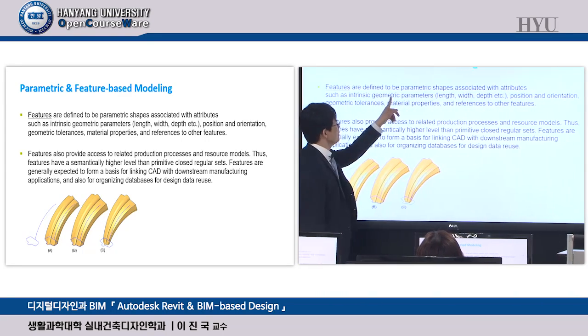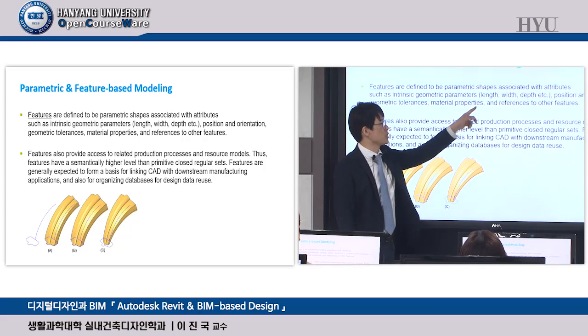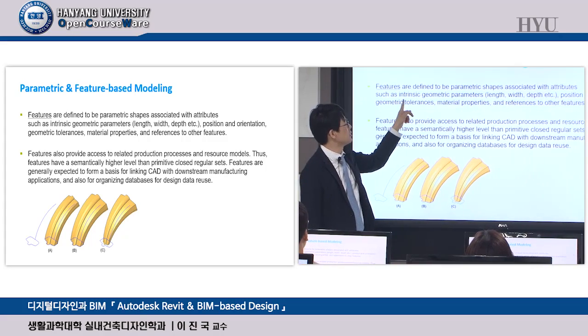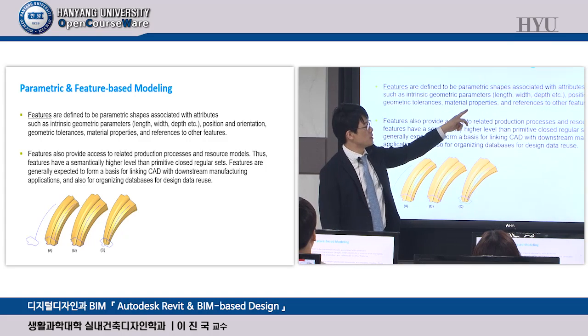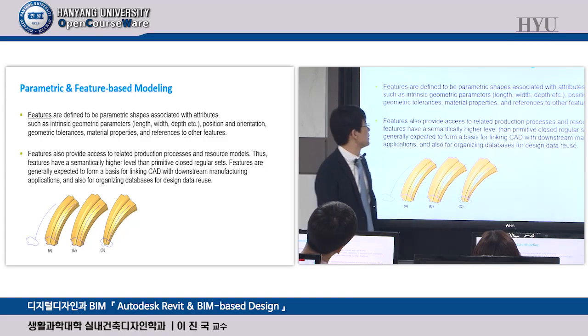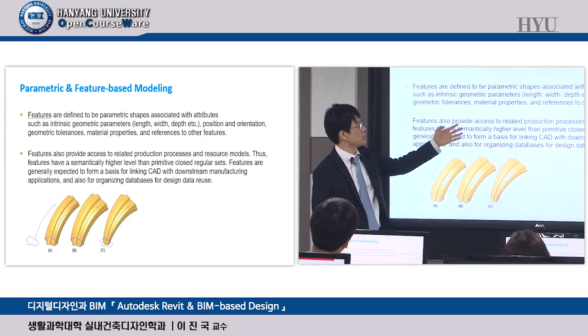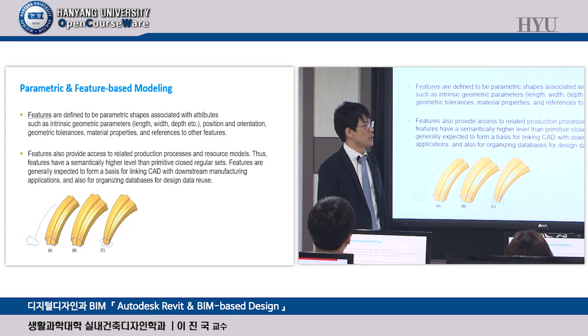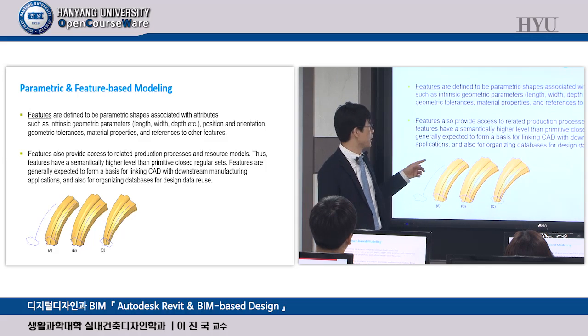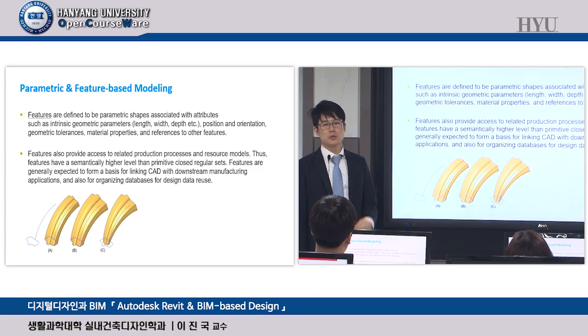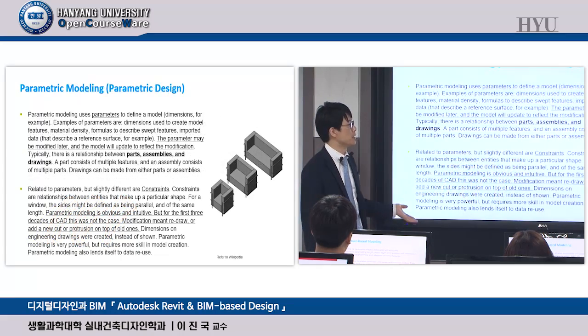Features are defined to be parametric shapes associated with attributes such as intrinsic geometric parameters, position and orientation, geometric tolerance, material property, reference, and so on. Not just X, Y, Z coordinate system, okay? So feature-based modeling is kind of an initial approach to parametric modeling and BIM.